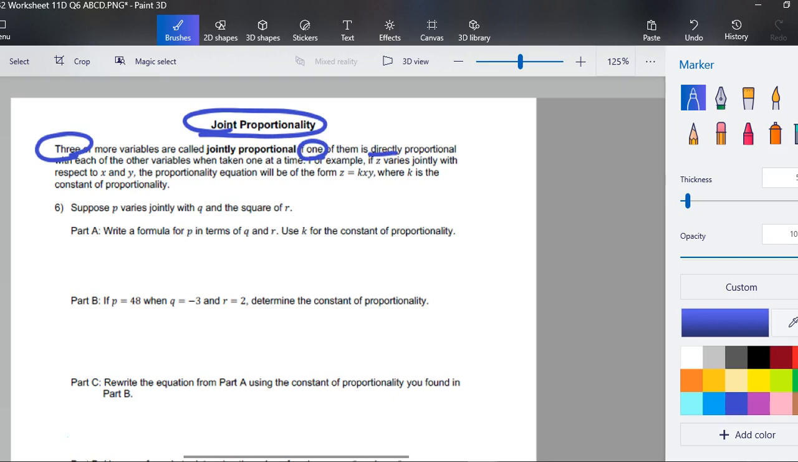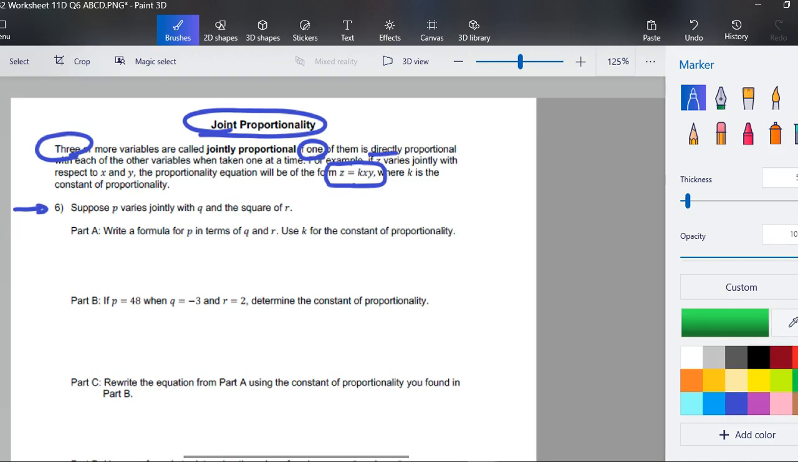For example, if z varies jointly with respect to x and y, the proportionality equation will be in the form that z varies directly to x and y, where k is a constant of proportionality. Looking at part 6, remember that you have already paused, and if not, you're going to pause now, and then go ahead and work on question 6, and then come back and work together.